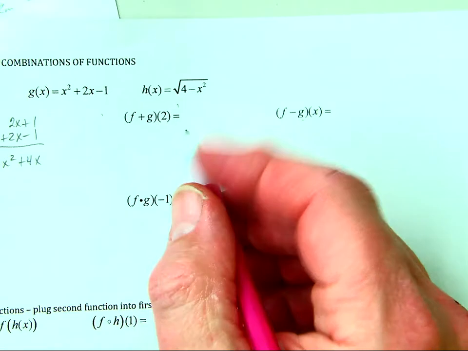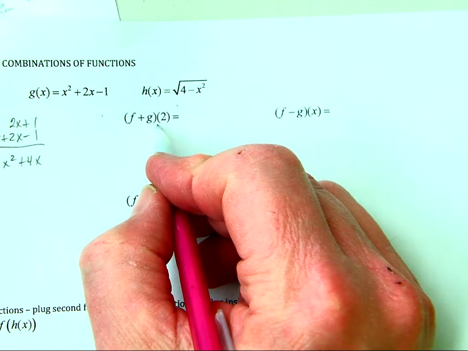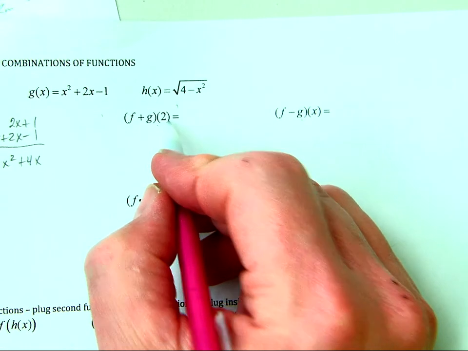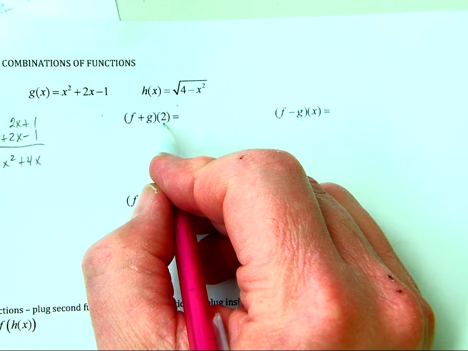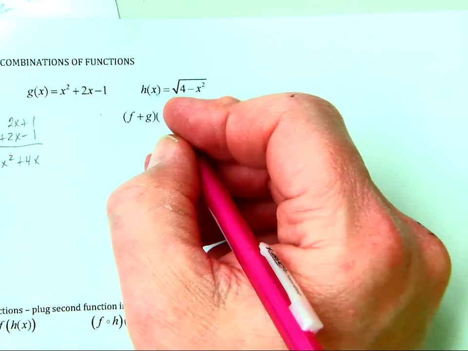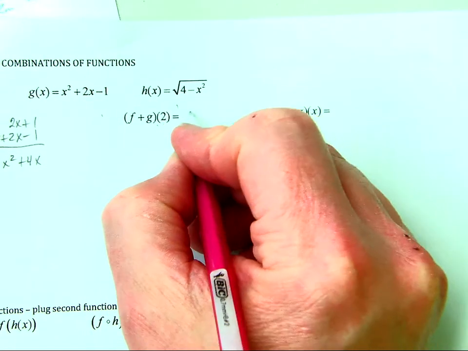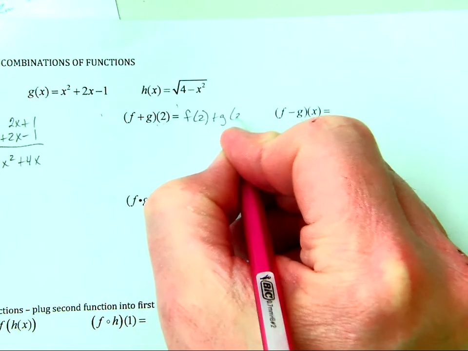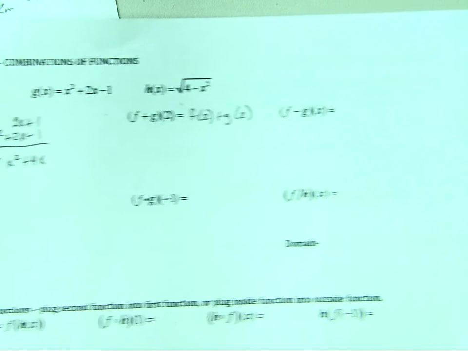Now here is f plus g of 2. Now when there's a number in here, that doesn't mean multiplied by 2. Remember, anything in the parentheses is what we plug in for x. So there's two ways to do this one. Most of the time, the easiest way is to plug 2 into f and plug 2 into g. So you plug 2 into each function.